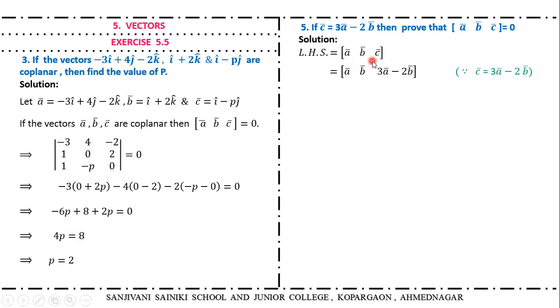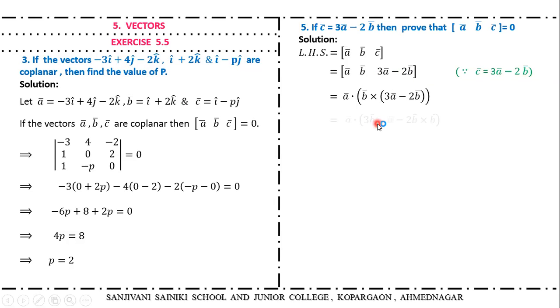But what is c̅? They have already given that. It is 3a̅ − 2b̅. So we put the value of c̅. Now this box product is nothing but the scalar triple product, so we write it in that form: a̅ · (b̅ × (3a̅ − 2b̅)).